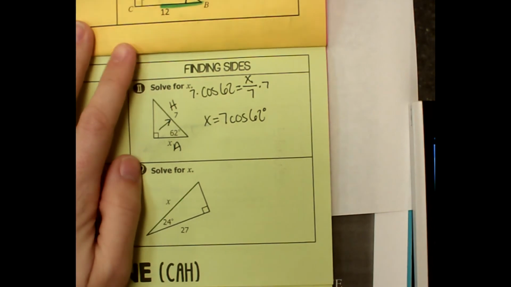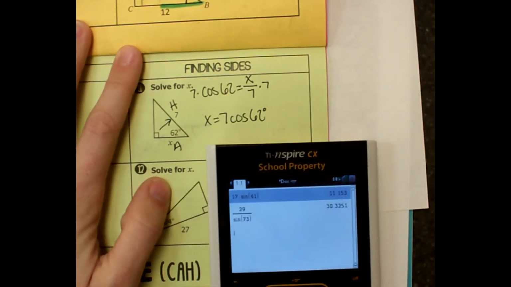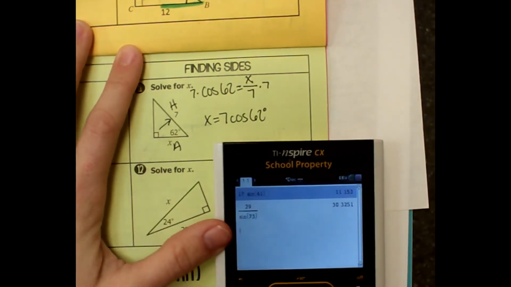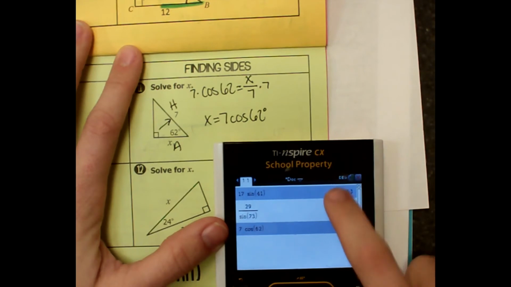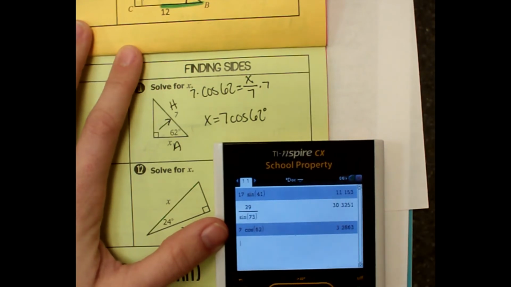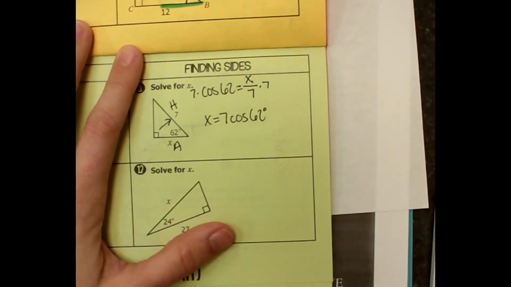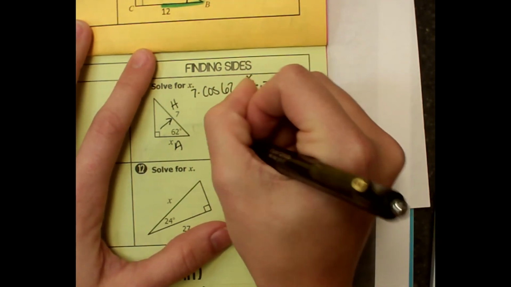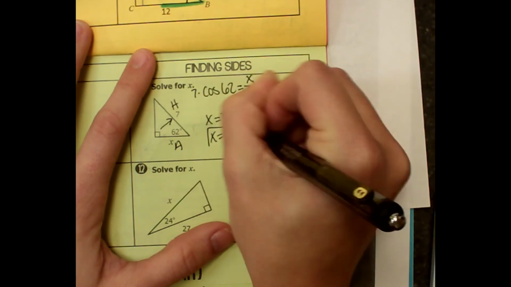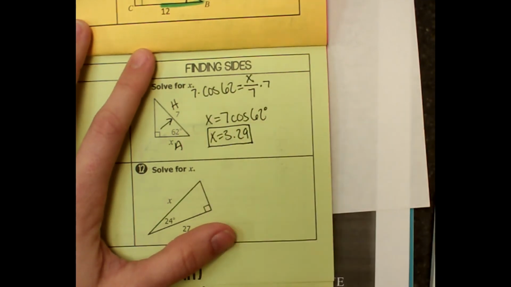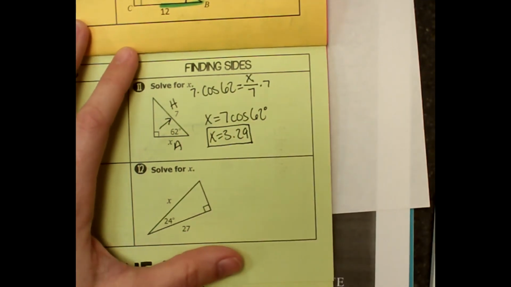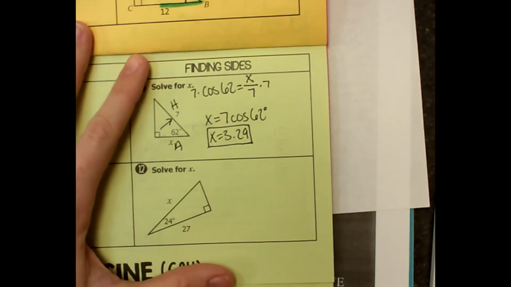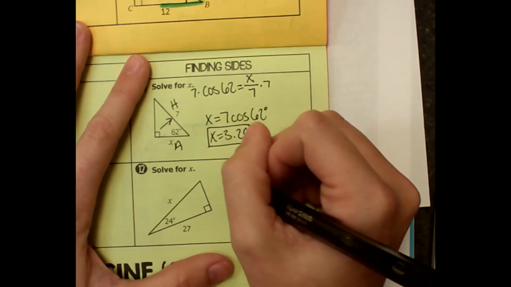So when we have x equals 7 cosine 62, that would be 7 times cosine of 62 degrees. Remember, make sure your calculator is in degrees, and we get x equals 3.2863. So we round to 2 decimal places. We get 3.29. And right now, we're always going to be using 2 decimal places. So you need to learn how to round. If you have issues, you need to ask.